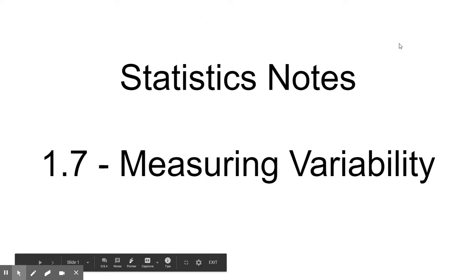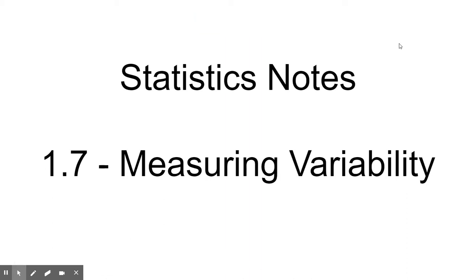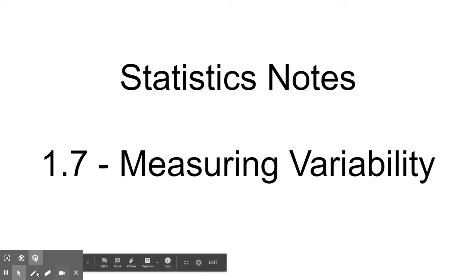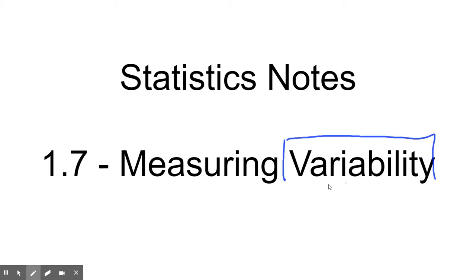All right, so that's section 1.7, which kind of ties into section 1.6. 1.6 was about the center. So another way that we describe a distribution is by its variability. Now, the variability portion, I think people get confused. So again, the key word is "varies." You're measuring how the data varies.